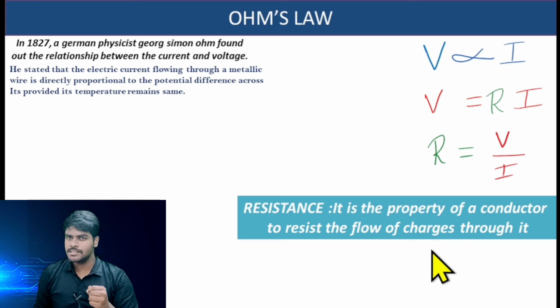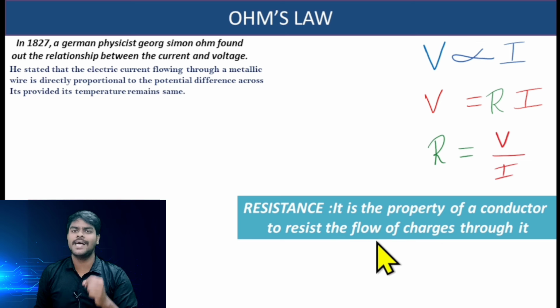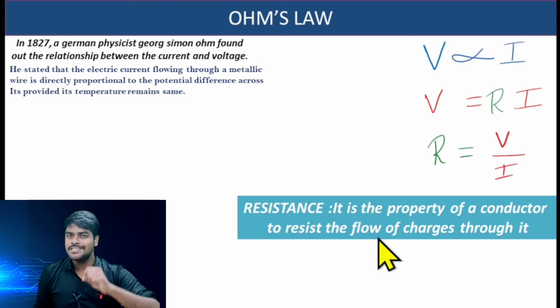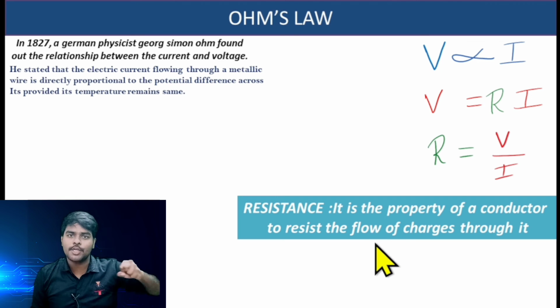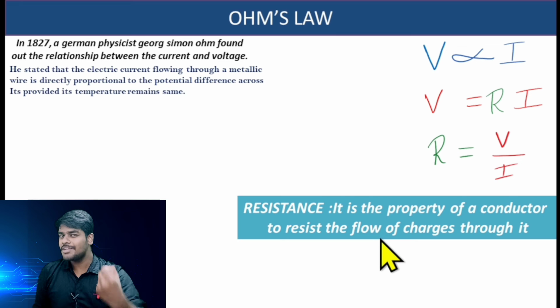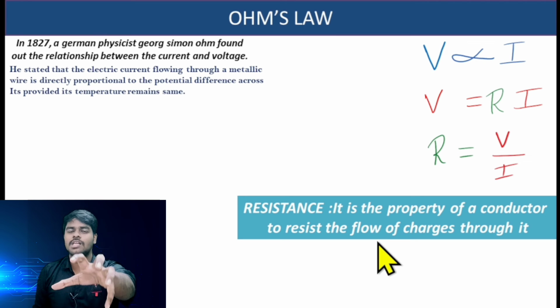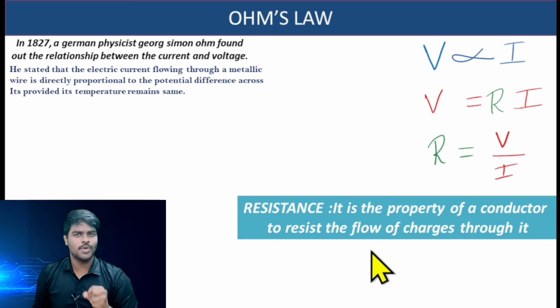What is the meaning of resistance? It is a property of a conductor to resist the flow of charges. It resists the flow of electrons. It resists the flow of current. I think you get it.